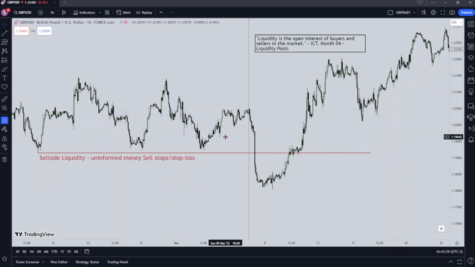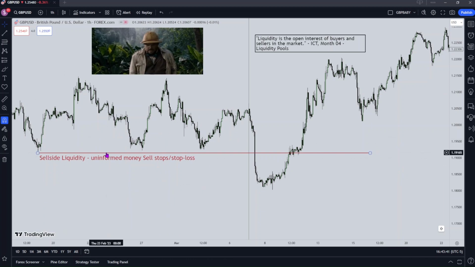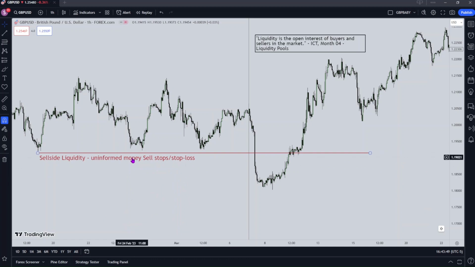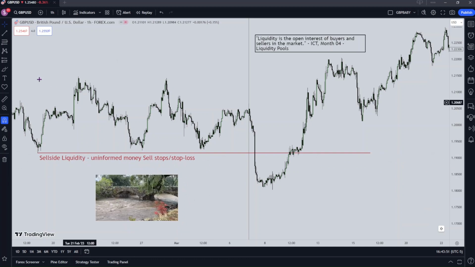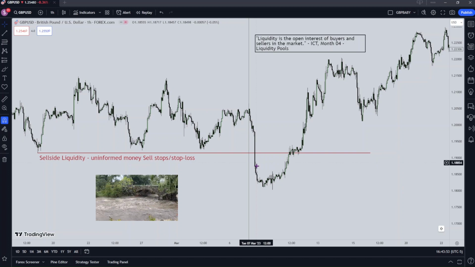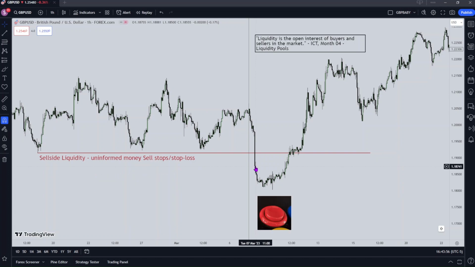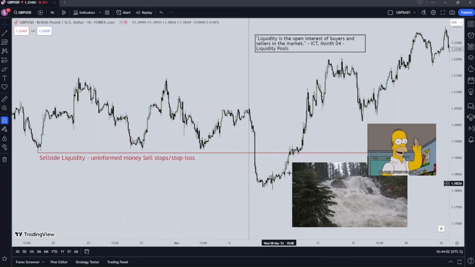I'm just going to explain one more time. There's lots of uninformed money. Remember, the majority of the market is uninformed money. They have all their stop losses down here, which builds up liquidity. So when price does come down here, all of those sell stops are triggered, flooding into the liquidity, and then all the buying by the smart money starts to occur as they're buying back those stops.